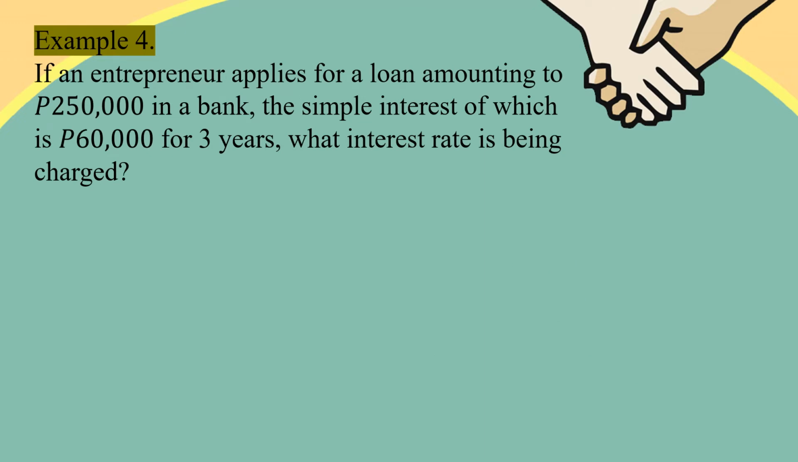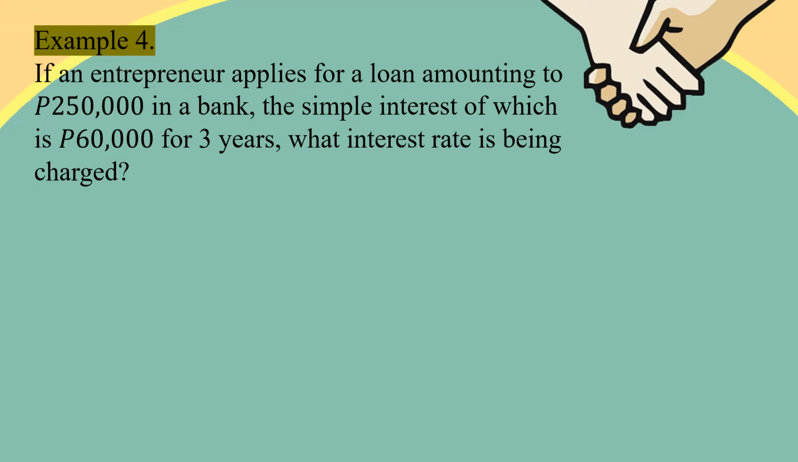Okay, next example. If an entrepreneur applies for a loan amounting 250,000 pesos in a bank, the simple interest of which is 60,000 pesos for 3 years. What interest rate is being charged? Dito nag-apply daw ng loan na 250,000 pesos. Then yung interest or yung tubo daw for 3 years ay 60,000 pesos. Ang hinahanap ay yung interest rate. So, magkano daw or ilang percent daw yung interest rate na ginamit dun sa loan.